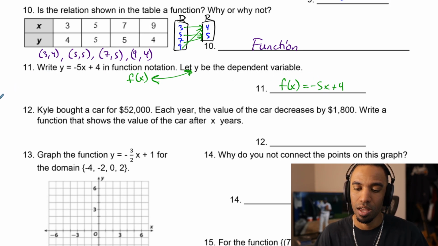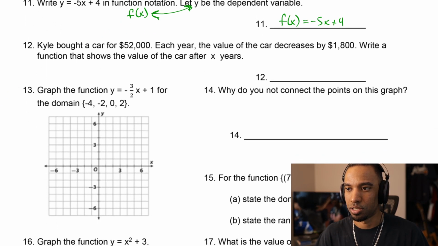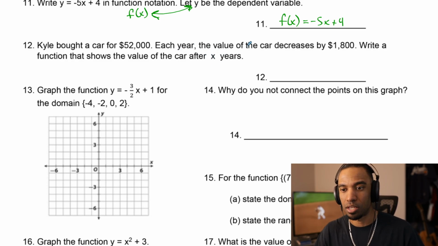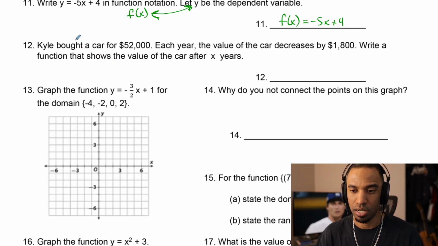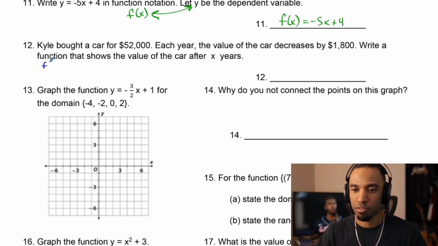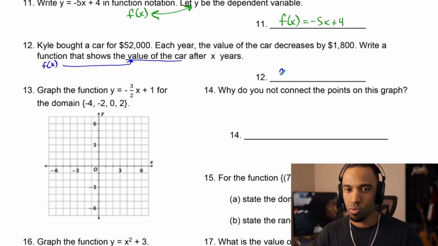That's good. All right, number 12, Kyle bought a car for $52,000. Nice, Kyle. Each year, the value of the car decreases by $1,800. Write a function that shows the value of the car after x years. Okay, so the value of the car depends on the number of years. The value of the car is a function of the number of years that go by. So function f of x shows the value of the car.